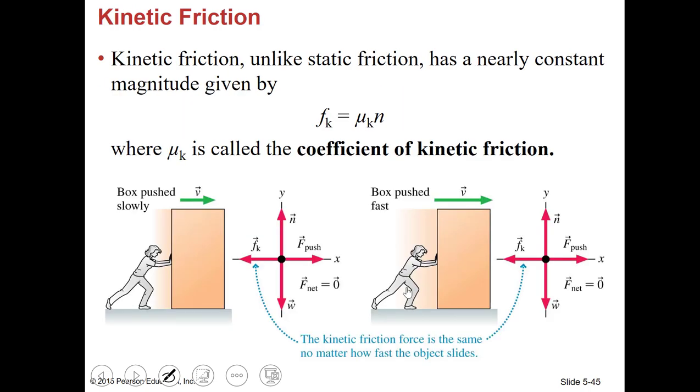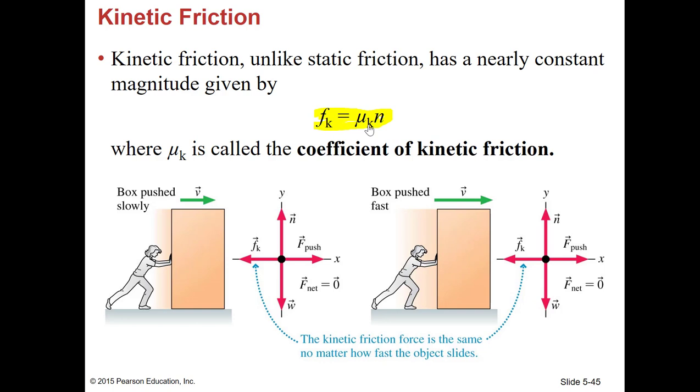It's just equal to the coefficient of kinetic friction, so that's a different value, times the normal force. And the coefficient of kinetic friction is less than the coefficient of static friction. So kinetic friction is always less than static friction. And here you see the formula for it. Okay, we'll have a little table of values of mu sub s and mu sub k.